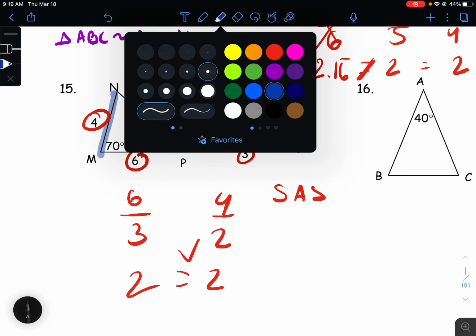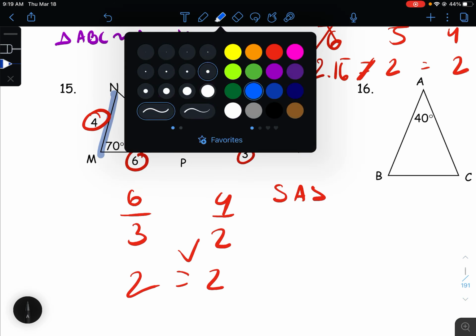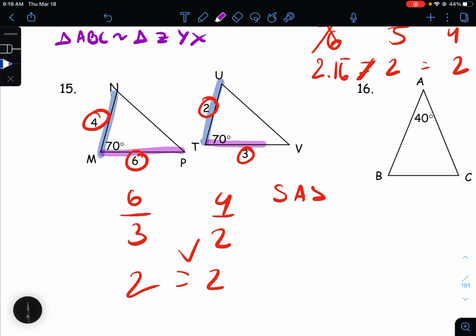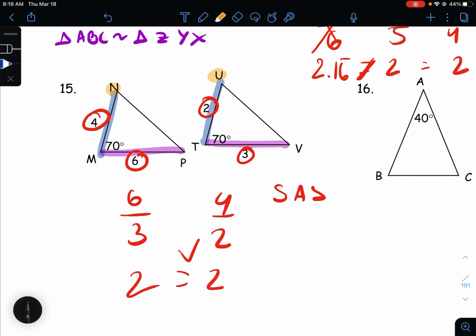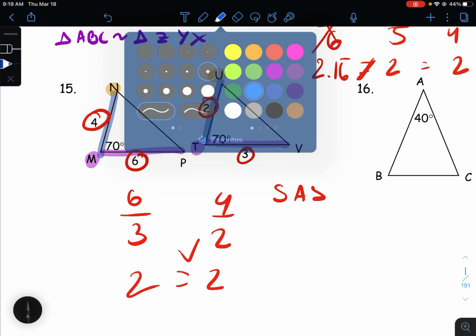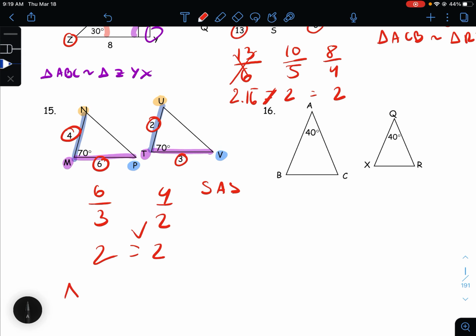Now we put these two guys together. We put, oops, that is blue, that is useless. And we put these two sides together, okay? So we can clearly see that N and U go together, M and T go together, and V and P go together. So we'll say triangle NMP is similar to triangle UTV.